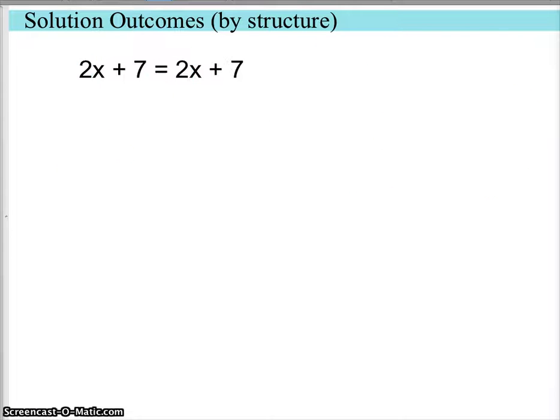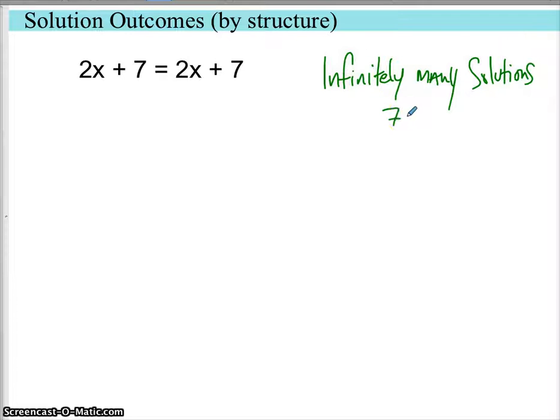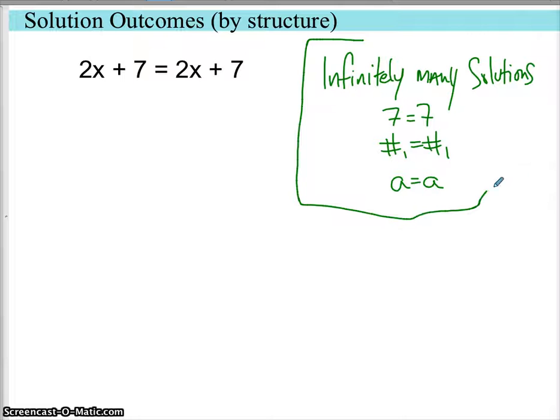However, let's look at that third case. And here was a case when we had infinitely many solutions. And we could tell because in this case we had 7 equals 7 is what we got, which means we had a number equal to itself. In our notes we wrote a equals a, a number equal to itself. Well, in this case, when I look at the coefficients, we have 2 and 2. This also has the same coefficients.